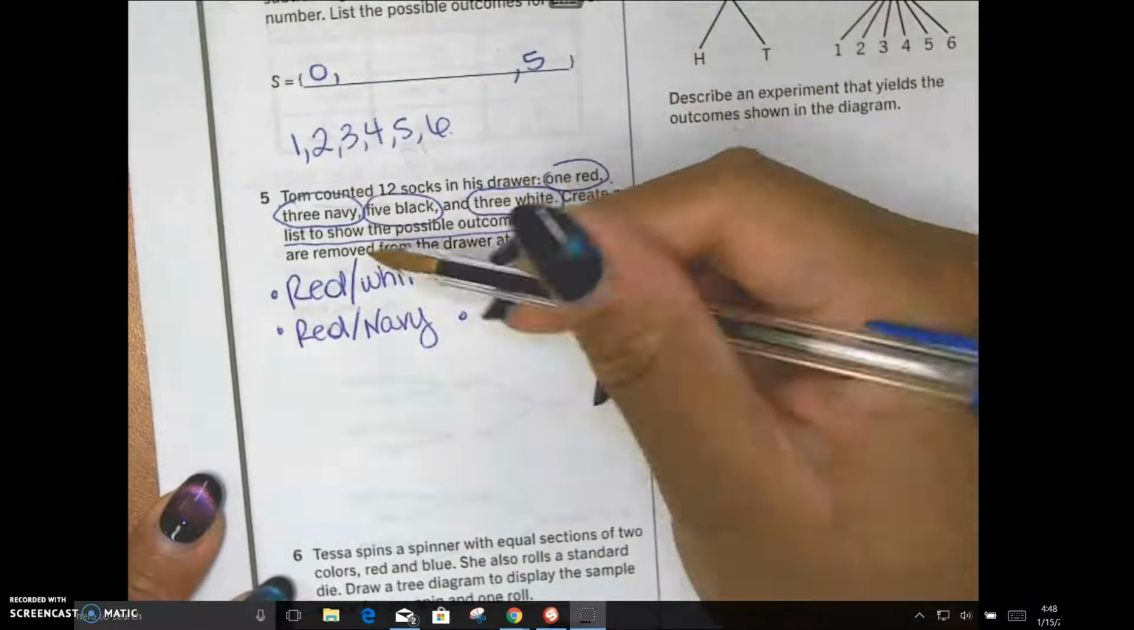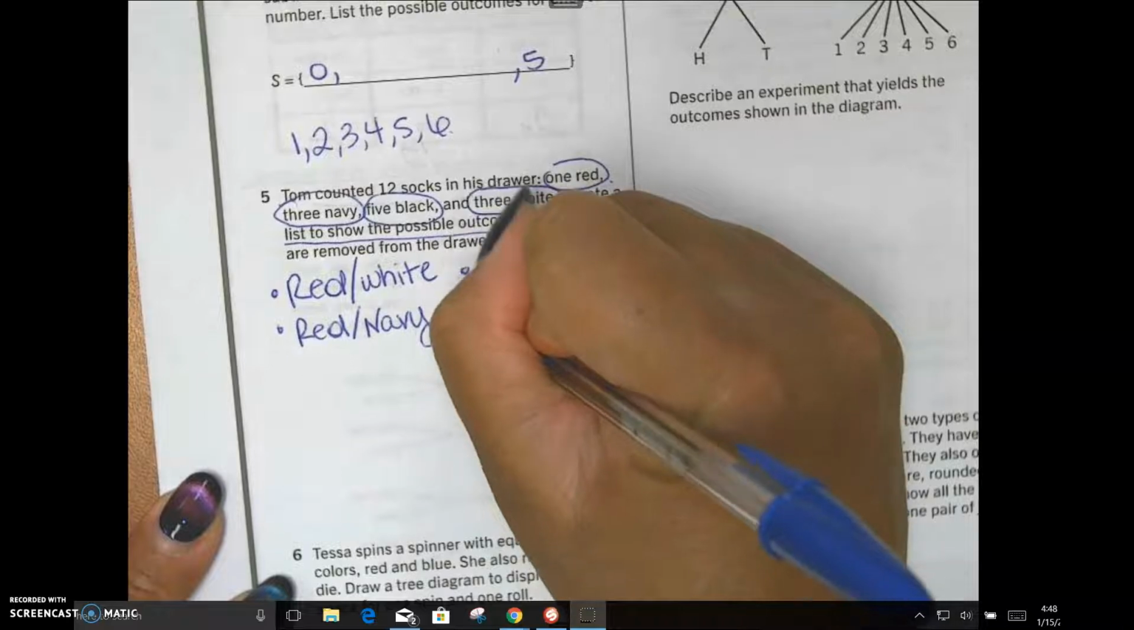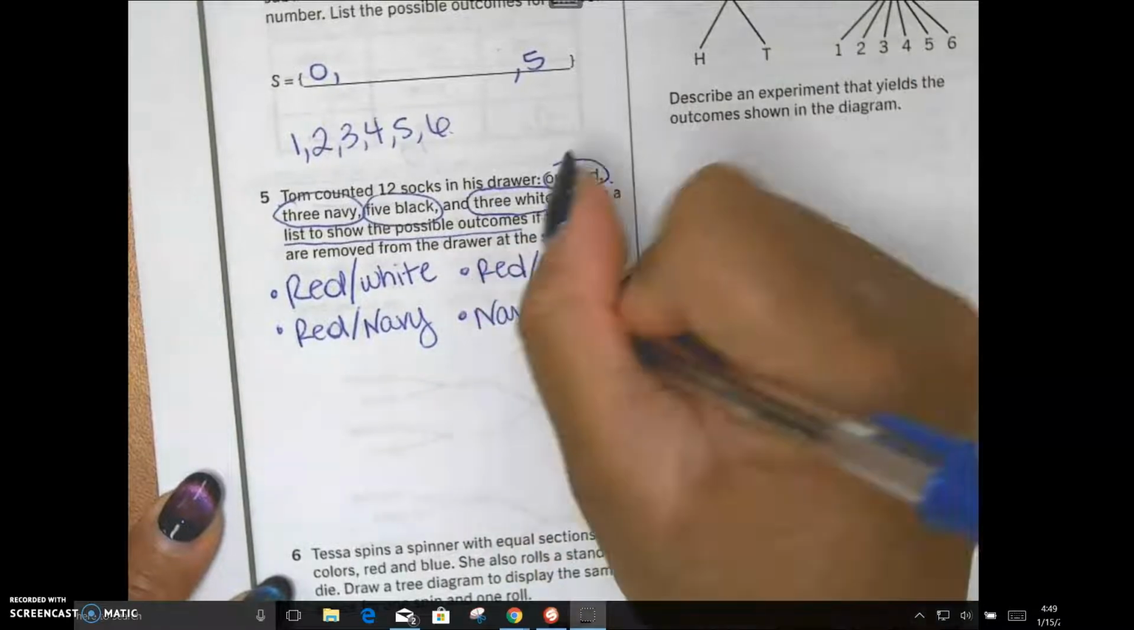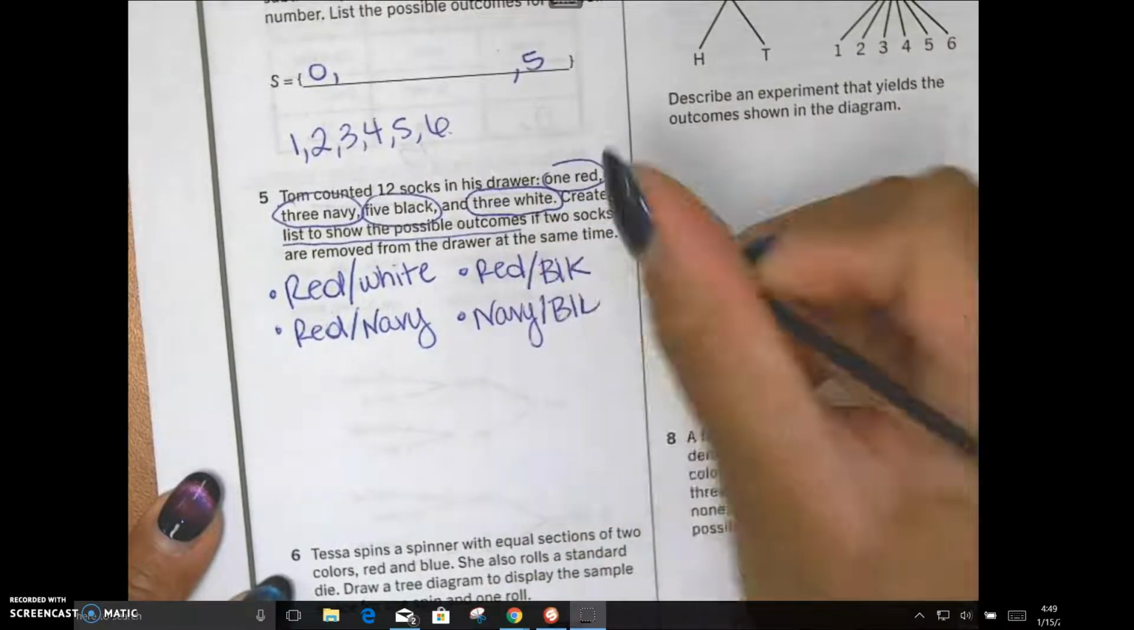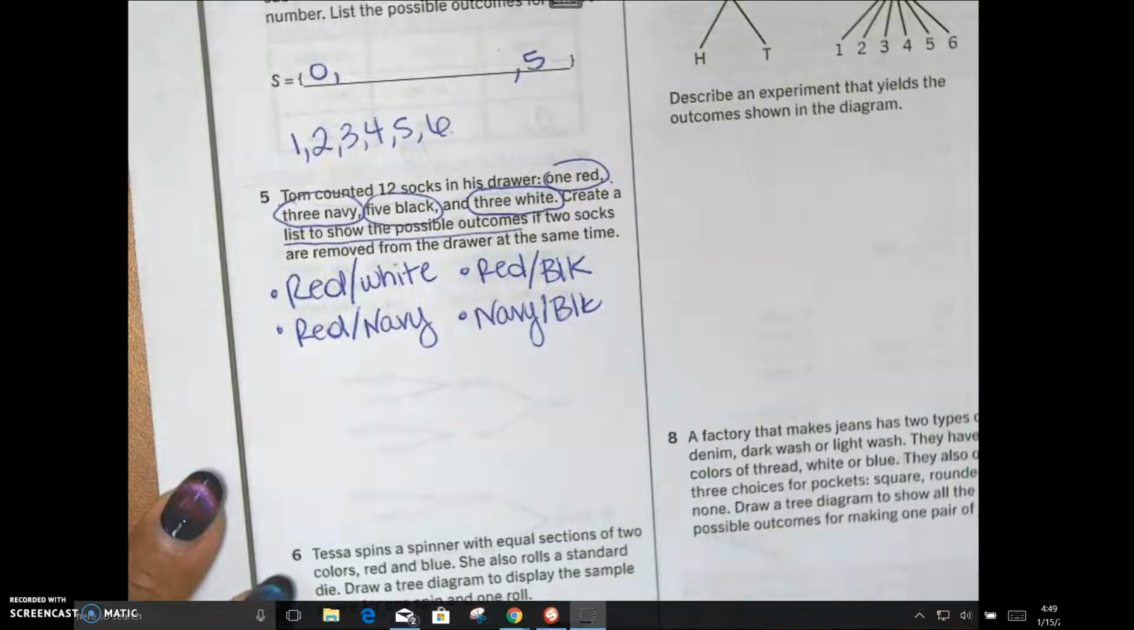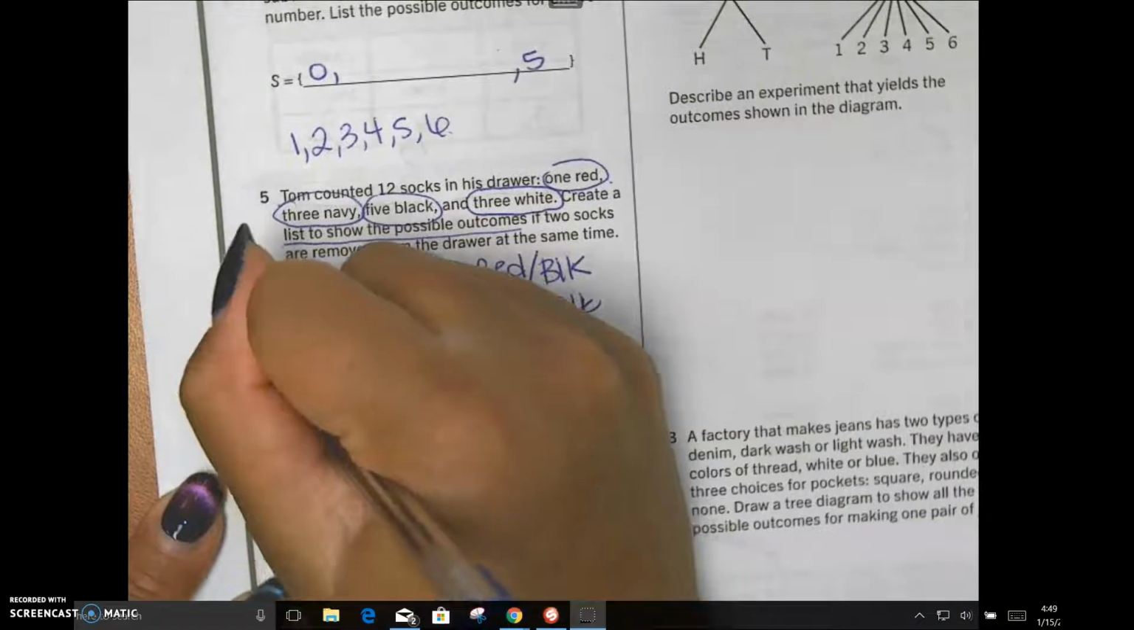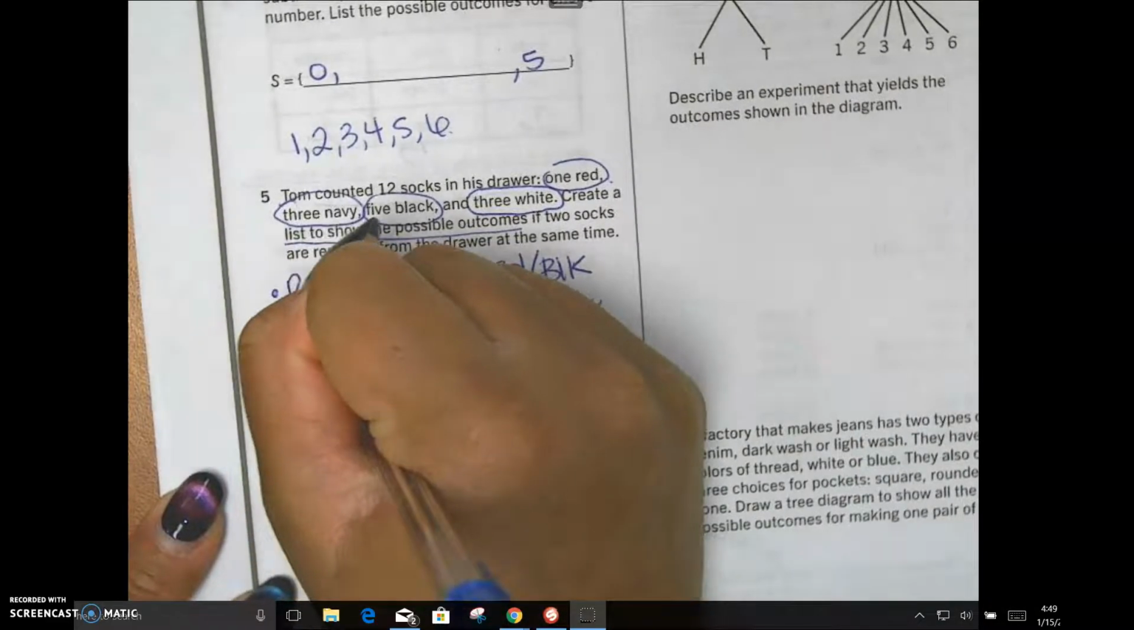Good. Who can navy be paired with? Navy and black. Who else? Navy and white. Who else?